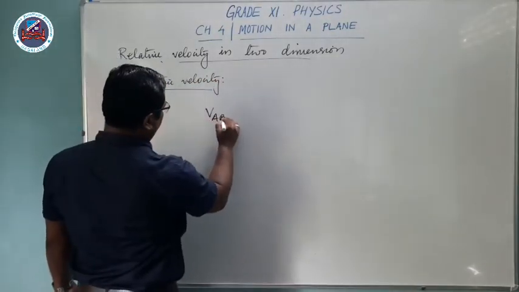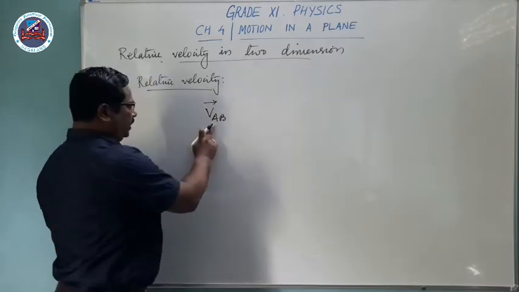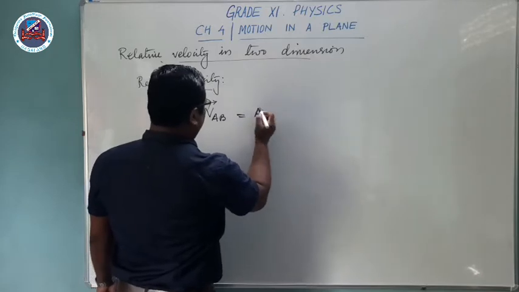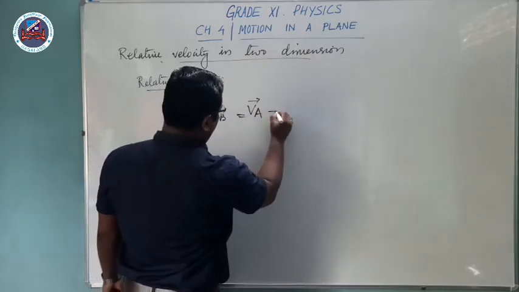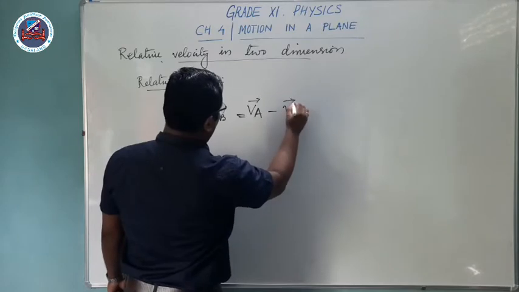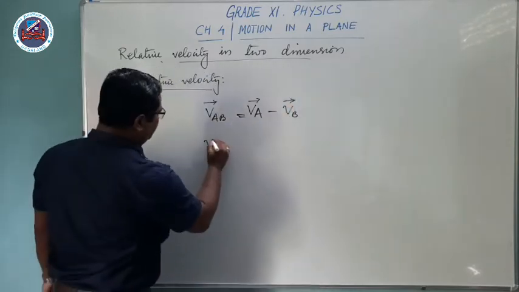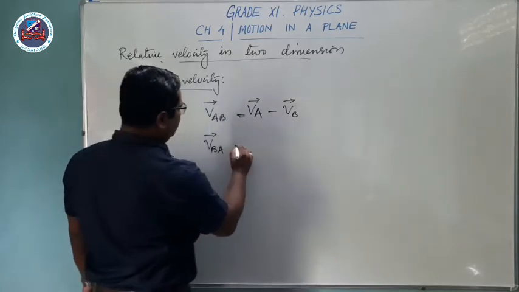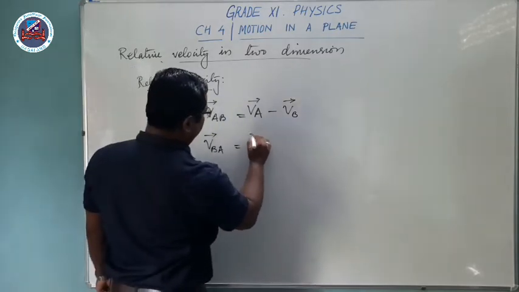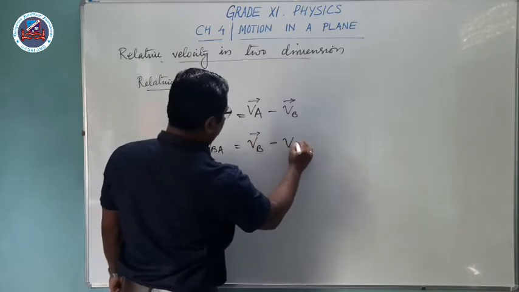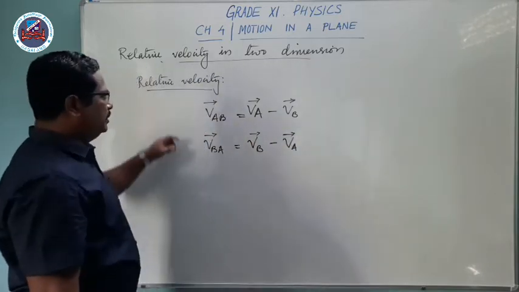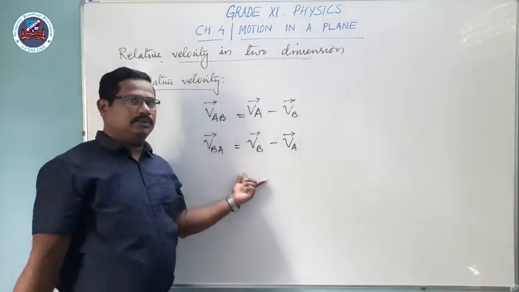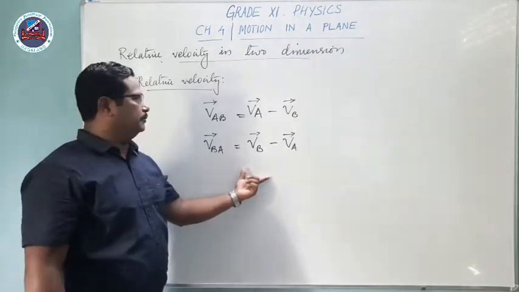VAB, the relative velocity of A with respect to B, will be the velocity of A minus the velocity of B. And if you do VBA, the relative velocity of B with respect to A, then it will become velocity of object B minus velocity of object A. The formula remains the same. The definition also remains the same. But to understand the treatment, we'll do one numerical, then it will become clearer to you.